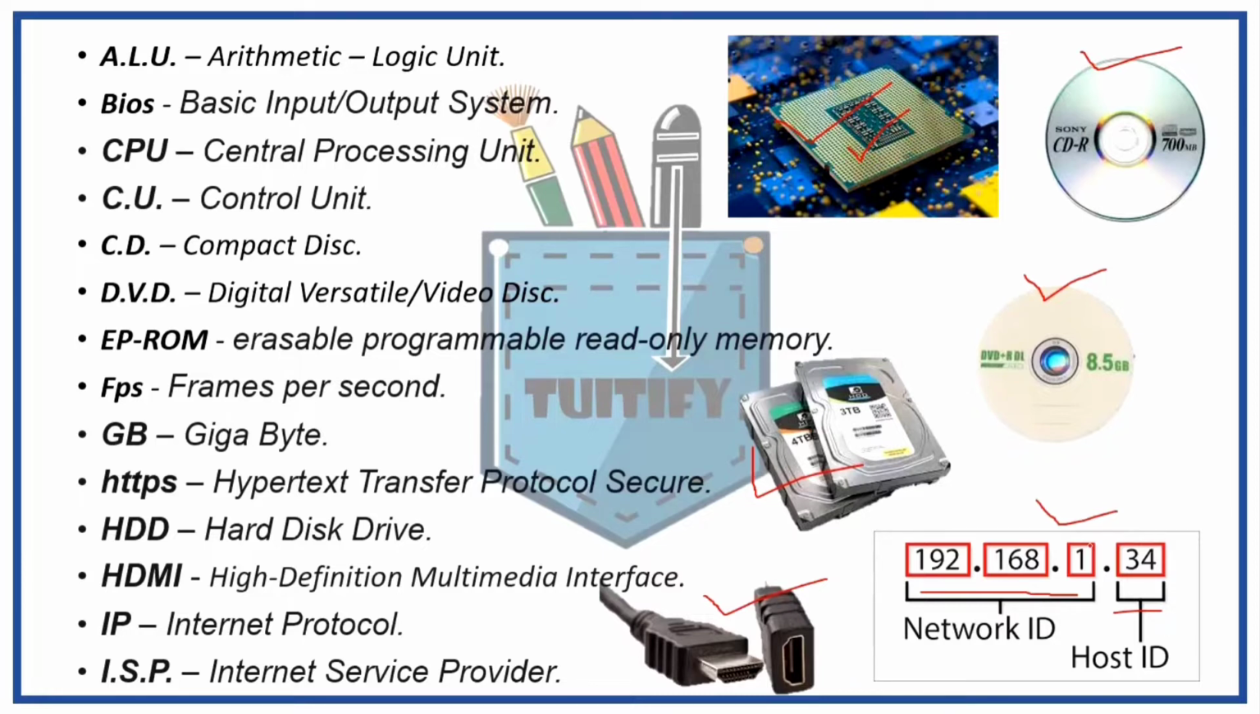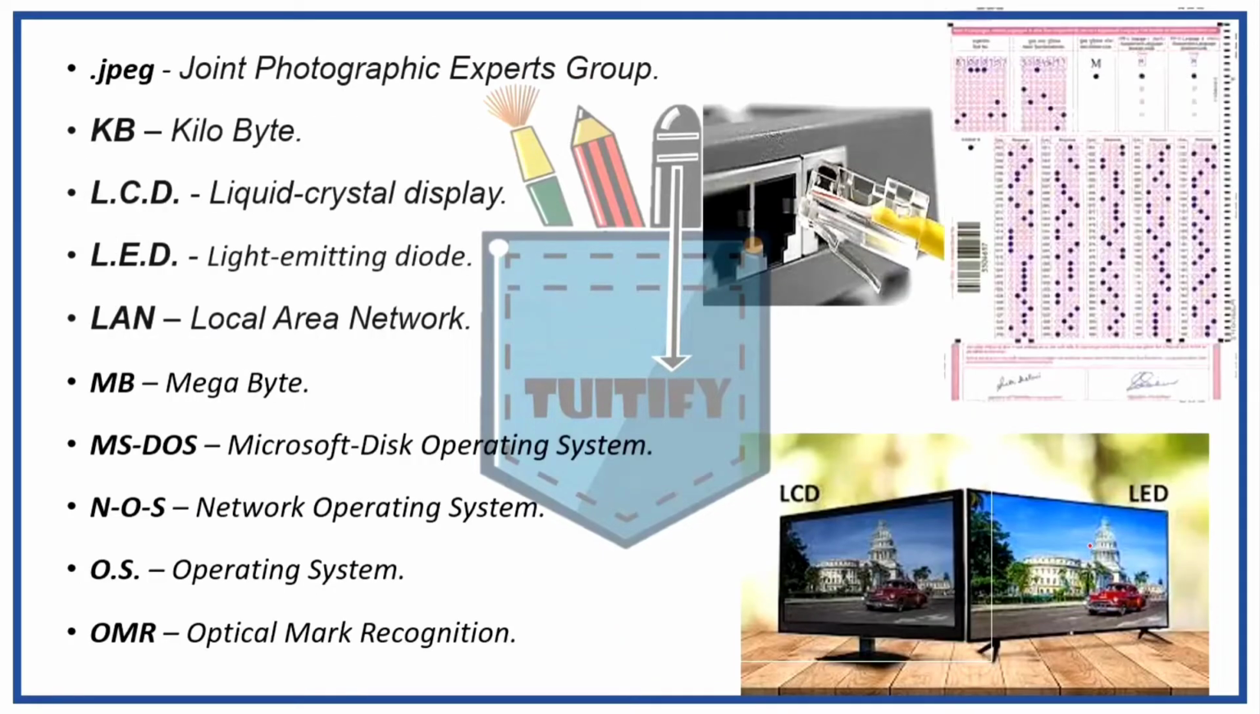Moving on, the next is JPEG. We often call it JPEG. It stands for Joint Photographic Experts Group, and it is simply an image format or extension for images mainly produced by digital photography.